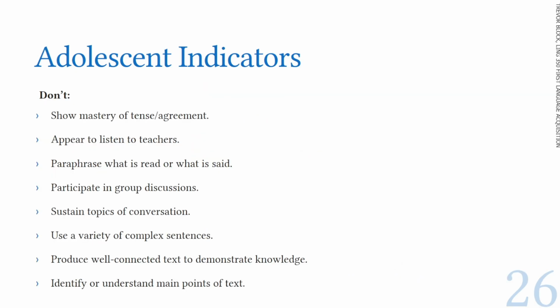Okay, adolescents will still have a lot of the issues that kids will have. So issues with tense agreement and other inflectional issues. A lot of it is behavioral too. So they might not appear to listen to their teachers because they might have difficulty processing what's being said. And of course, if they can't process what's being said and they have difficulties reading and understanding and comprehending, they may not be able to paraphrase things, which can affect their ability to participate in group discussions, sustain conversation. Their vocabulary and sentence structure might be very simple.